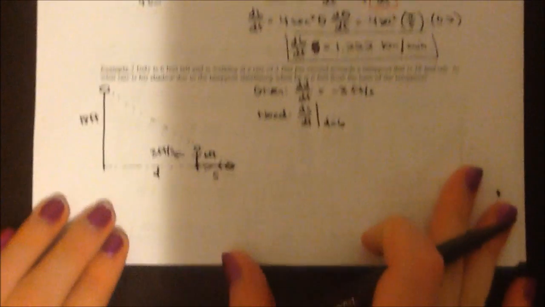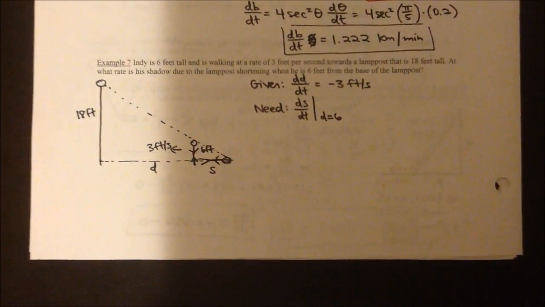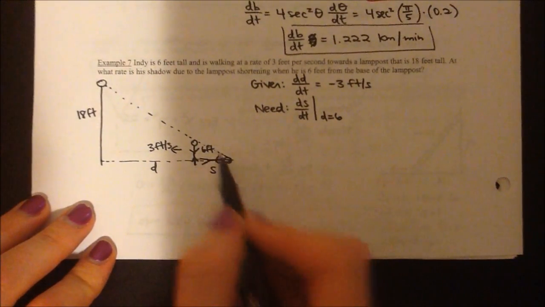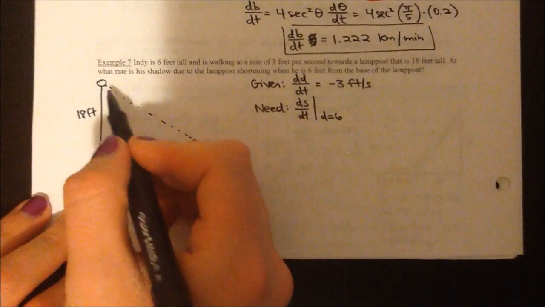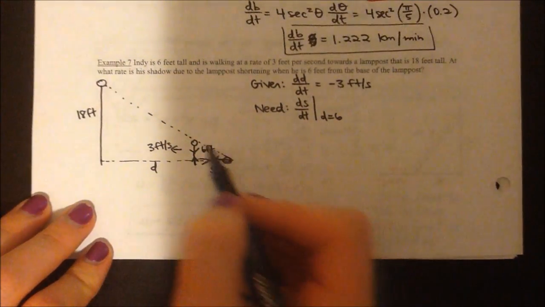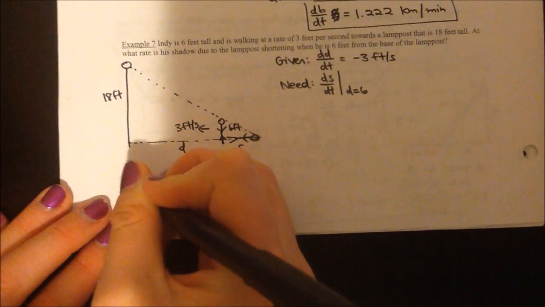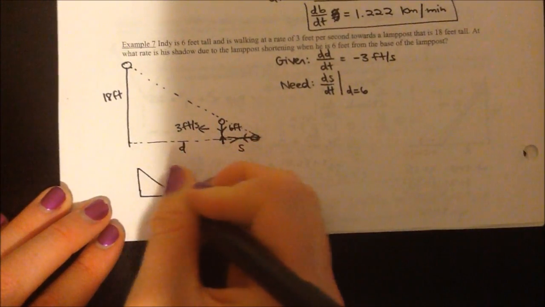Okay, so now the equation for these is a little bit tricky. When we're talking about shadows, what we actually get for the shadow problem is a similar triangle problem, because this triangle that Indy and his shadow make is similar to the triangle that the lamppost makes with these two distances. So let me show you our little similar triangles problem. I'm going to pull them out and look at them here.